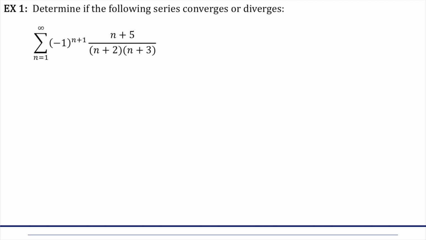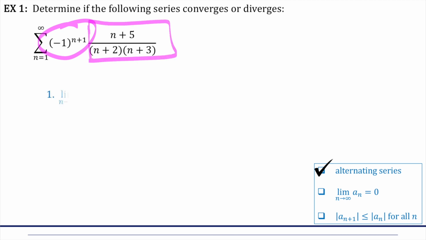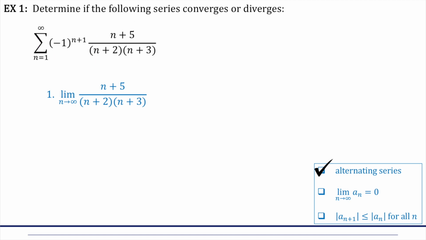So let's practice this. Determine if the following series converges or diverges. Okay, well, first of all, do we know that it's an alternating series? Yes, we do, because of this negative 1 to the n plus 1. Is the limit as n approaches infinity of a sub n equal to 0? So just looking at this, does the limit as n approaches infinity of n plus 5 over n plus 2 times n plus 3 equal 0? Well, that's basically asking n over n squared. And so, yeah, that goes to 0. So we've got the second condition met.